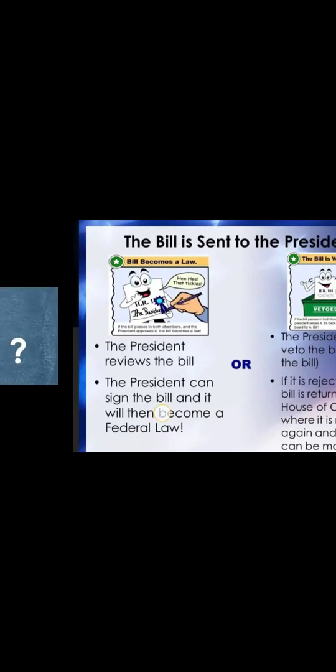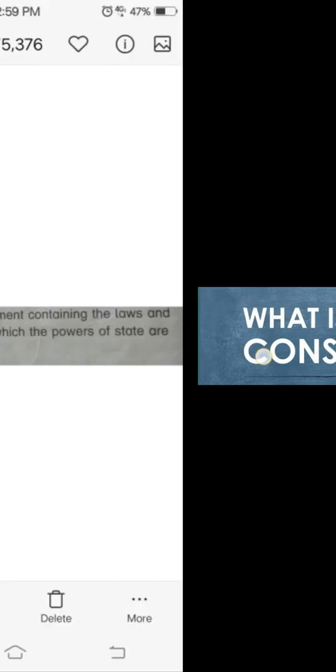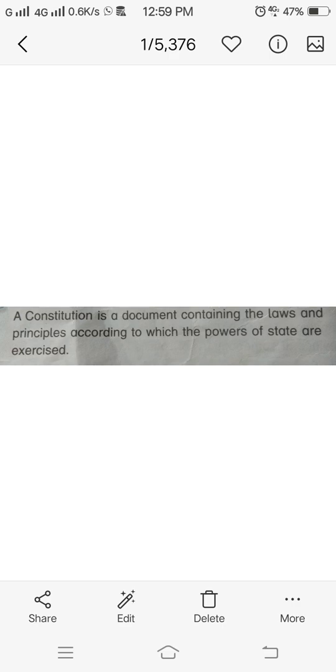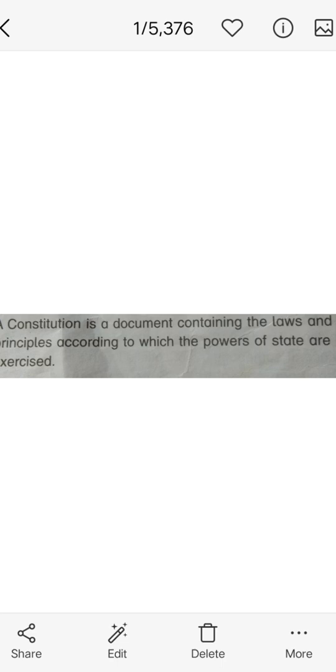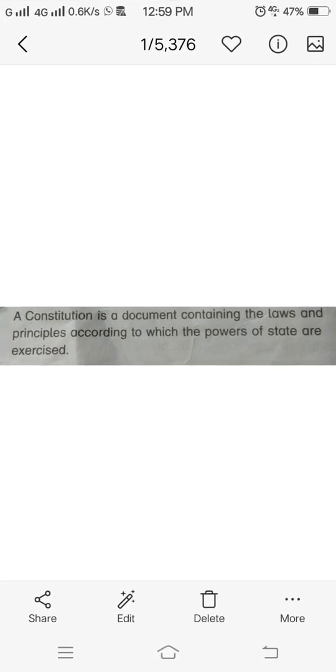After the law is implemented in the country, we come to what a constitution is. A constitution is a document containing laws and principles according to which the powers of the state are exercised. The laws and principles which are in written form are called a document. In Pakistan, the constitution was last written in 1973, and everyone is still following that constitution. So why is a constitution important for a country?